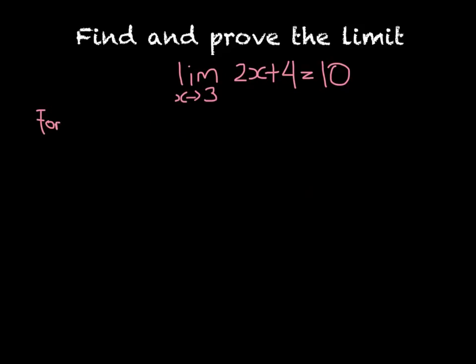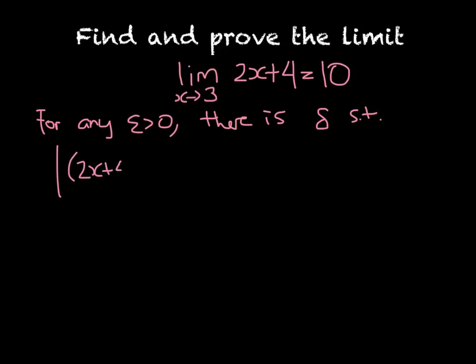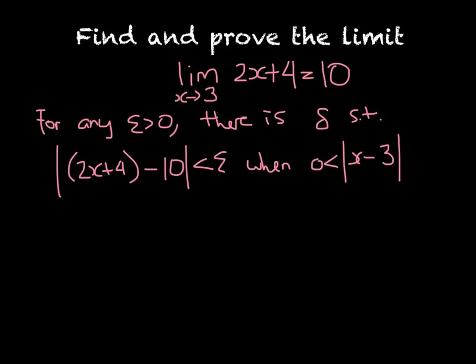So for any epsilon greater than 0, there is a delta such that the absolute value of f of x, so I'm just going to go ahead and plug in f of x, 2x plus 4 minus the value of our limit, which we found was 10, is less than epsilon when the absolute value of x minus the value that it's approaching, I'm going to go ahead and plug that in as well, is between 0 and delta.